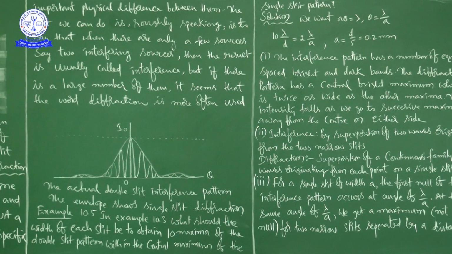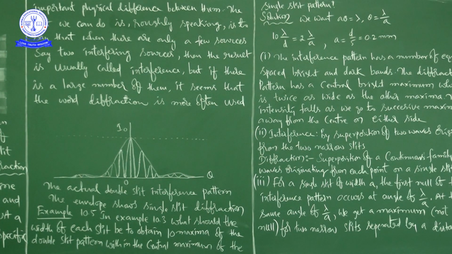So he is saying the difference between interference and diffraction. In case of interference, the pattern has a number of equally spaced bright and dark bands. But in case of diffraction, the central bright maximum is twice as wide as the other maxima. The intensity falls as we go to successive maxima away from the center on either side. Next, second, see here. In case of interference, it is by the superposition of two waves originating from the two narrow slits. Is it correct or not? Young's double slit experiment is also completed for us, so when I am explaining something, you have to recall what we already discussed and compare whether it is correct or not.